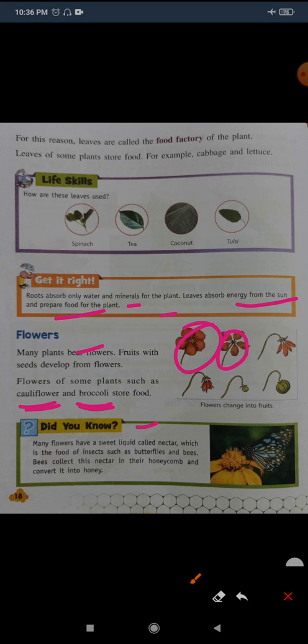Now what is the did you know factor? Many flowers have a sweet liquid called nectar. What is this nectar? Nectar is a sugary fluid secreted within flowers to encourage pollination by insects and other animals, and collected by bees to make into honey. Okay, so this is nectar.